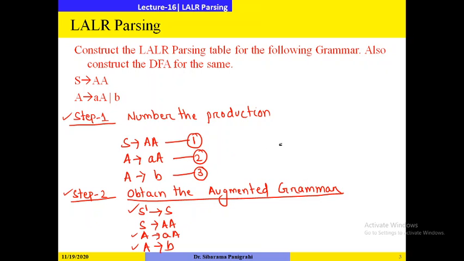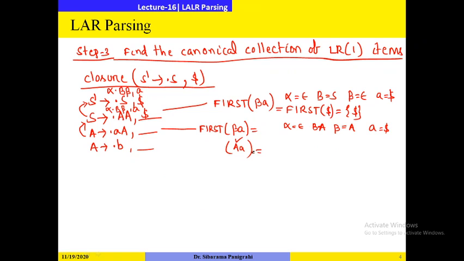First of A is nothing but a and b. So here the first of beta A you will get first of A, that is a b. So here what I will write? You will write a or b.